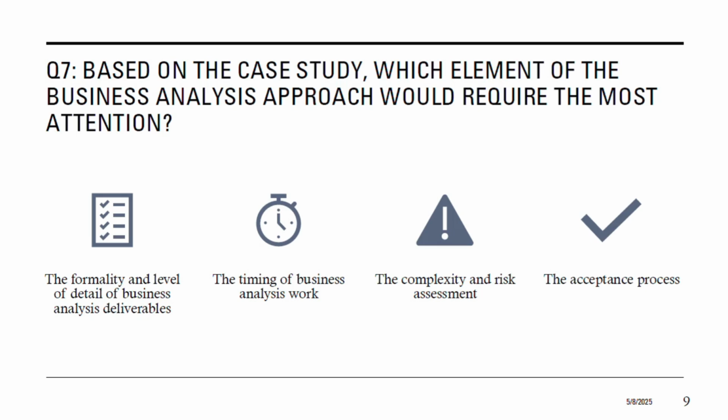Next one is, based on the case study, which element of the business analysis approach would require the most attention? Here the focus is on what you should emphasize most in your approach. Among all the elements, complexity and risk management require the most attention. This project involves multiple complex factors, so understanding and managing the risk is the key to a successful BA approach. BABOK 3.1.4.5 advises putting special attention on complexity and risk when planning BA work. So the answer here is the complexity and the risk assessment.